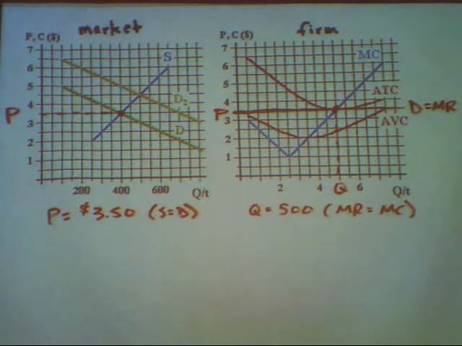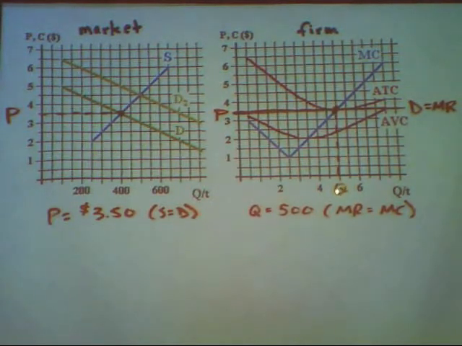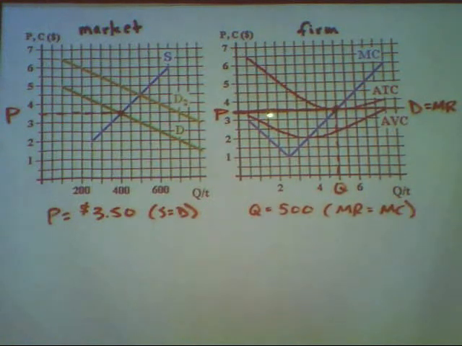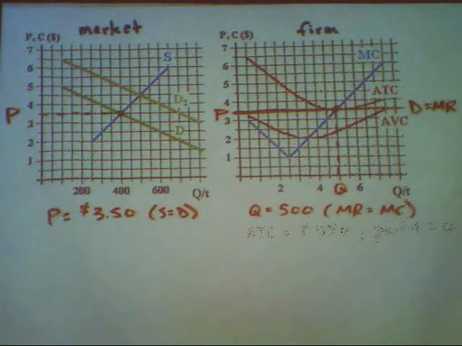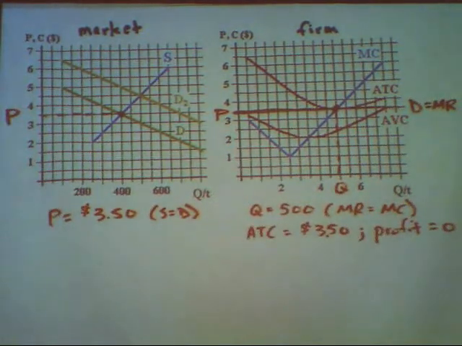Now how much profit or loss will they make? Well, their profit or loss is going to be 0, because at the quantity they choose, 500, the average total cost is $3.50. Up to the ATC and over, it's the same as the price. So since the price and the average total cost are the same, their economic profit has to be 0. They're breaking even.